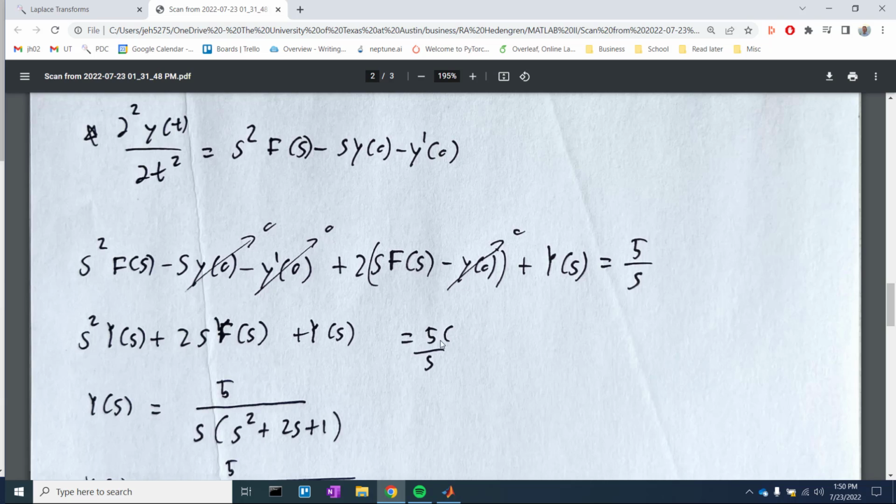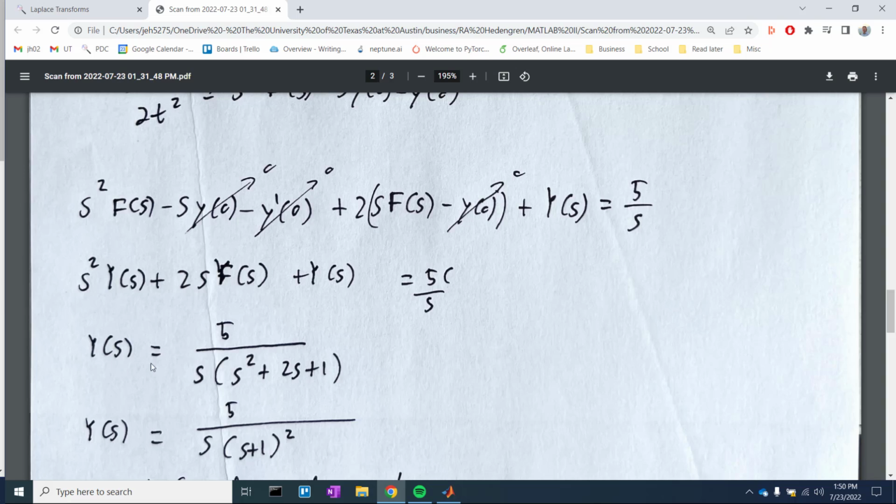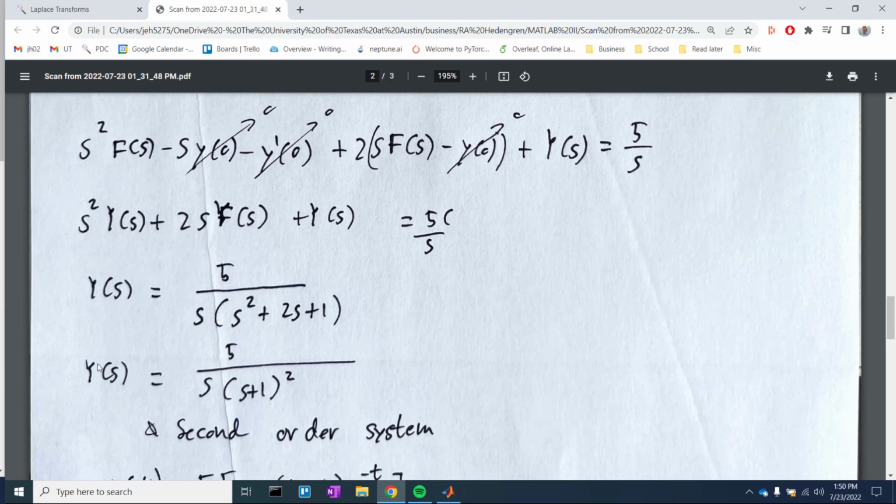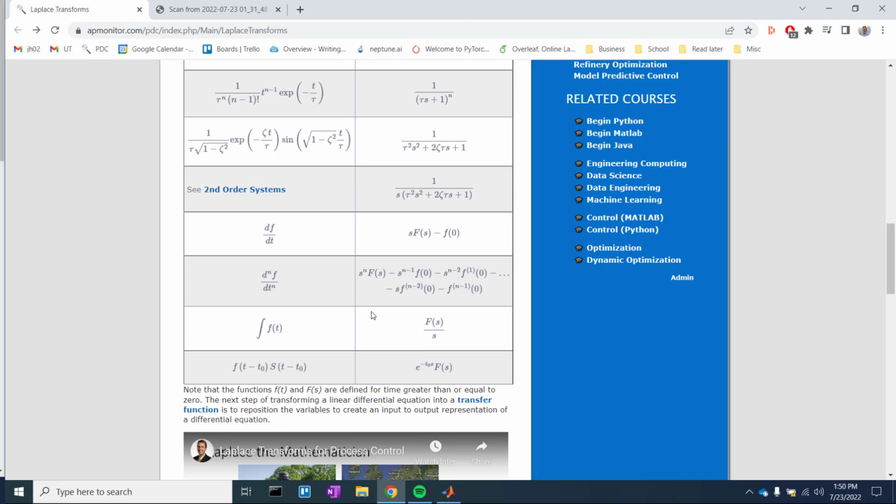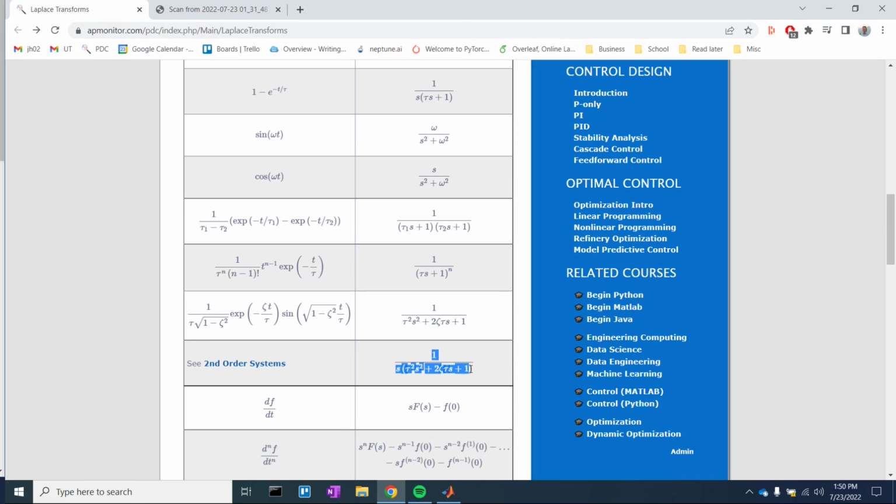I was going to start doing some parentheses. That's just a 5. Then we have Y(s) is equal to 5 over s times (s squared plus 2s plus 1). So Y(s) is equal to 5 over s times (s plus 1) squared. If we look at our table again, you'll notice right here, this is really what we have.